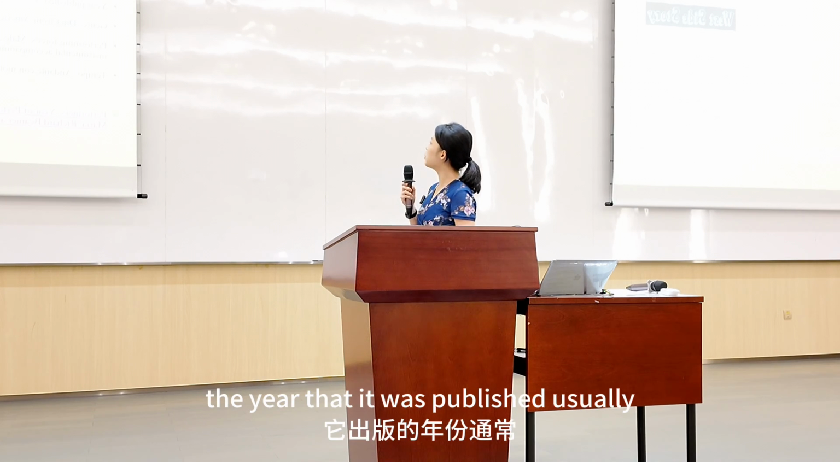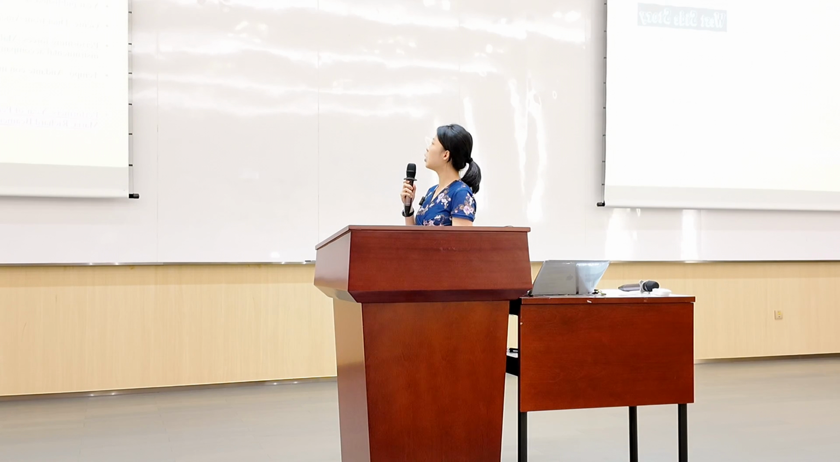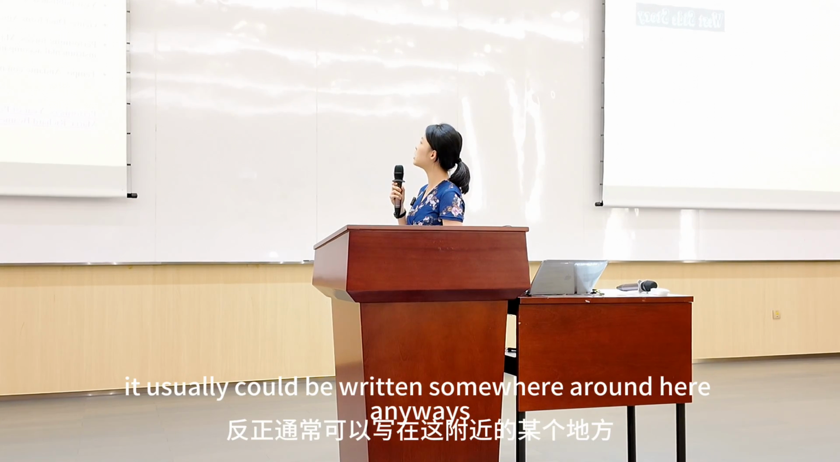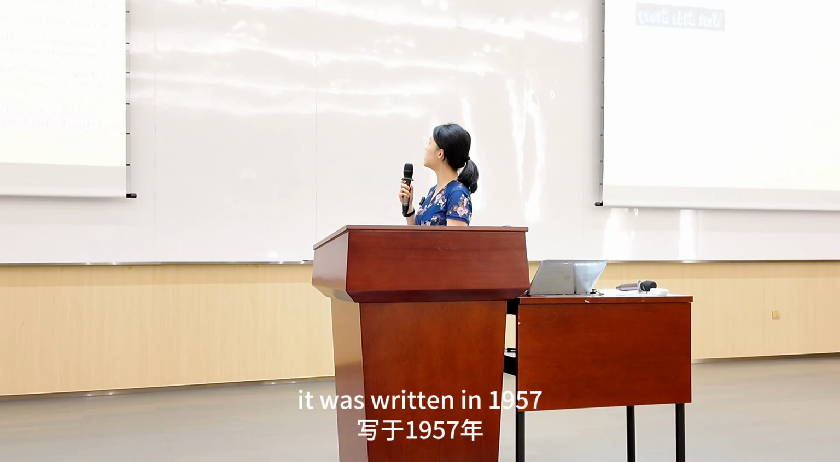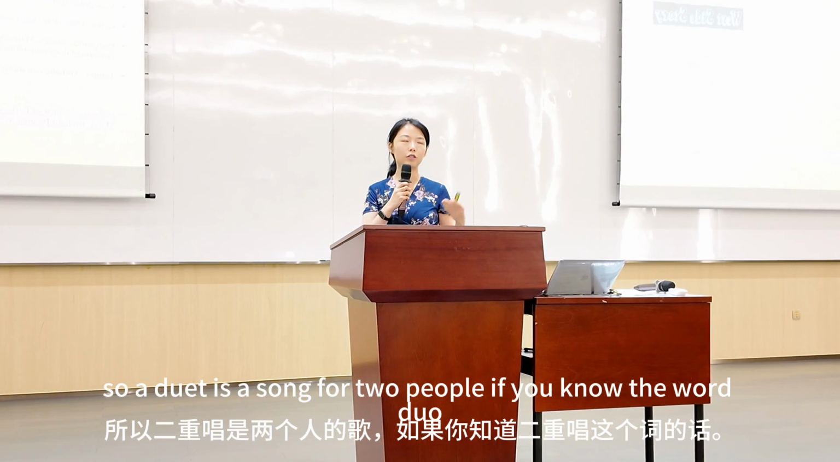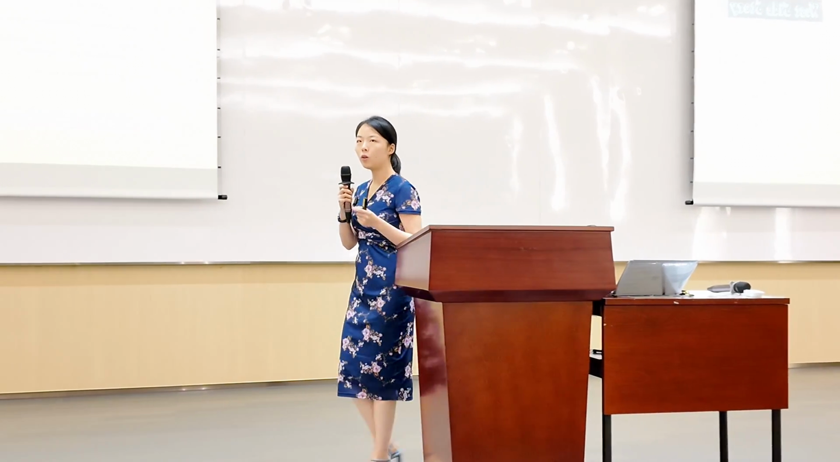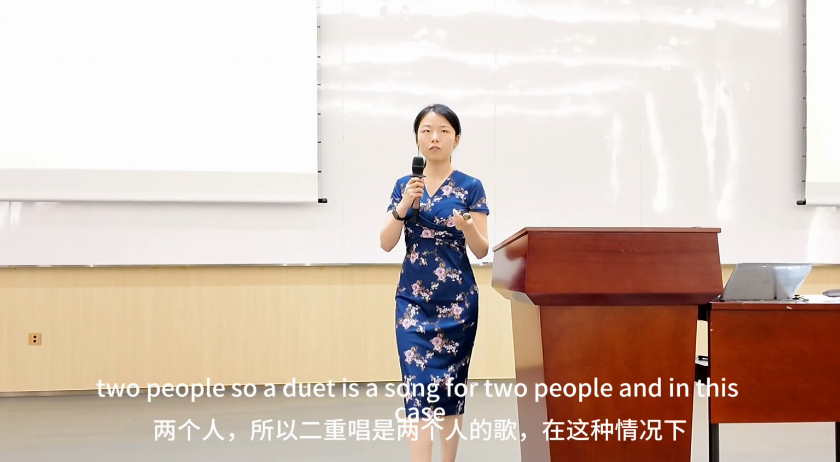The year that it was published, usually you can find that on the first page of a piece or on the very top of a piece, but usually it could be written somewhere around here. Anyways, you'll have to search, but in this case, it was written in 1957. And the genre is a duet. So a duet is a song for two people. If you know the word duo, D-U-O, duo is for two people. So a duet is a song for two people.